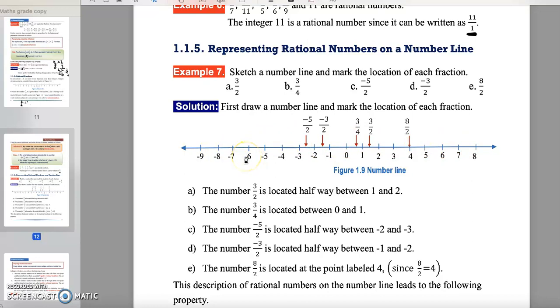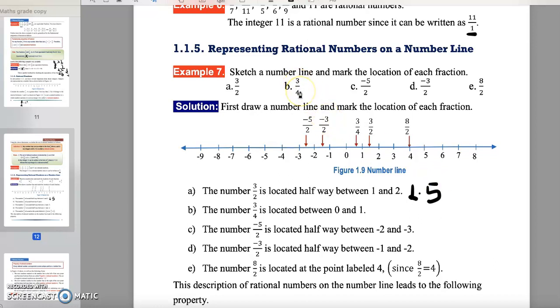So first we have to draw the number line. As we draw the number line and place these numbers on it, let's take this. This is 3/2. As I said, 3/2 is 1.5. So 1.5 is always located between 1 and 2. So 3/2 is actually located halfway between 1 and 2 because it's 1.5. 1.5 is in the middle of 1 and 2. So it's in the middle.